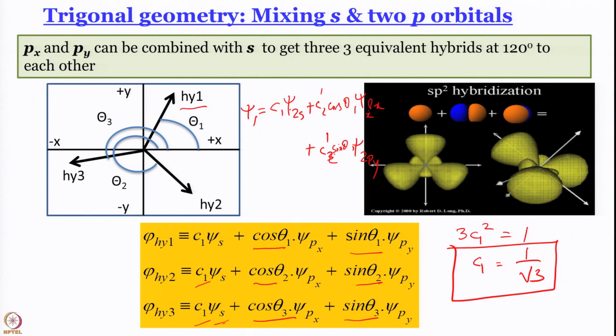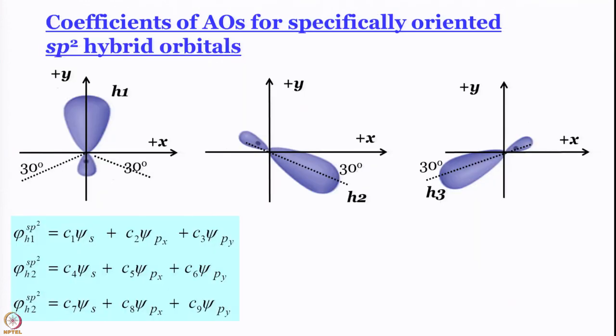But what we will do is see, we have simplified the problem here by holding it in the xy plane. So, since we are willing to do that, why not simplify it even further by holding one of the hybrid orbitals along one of the axes? That will make life even simpler, right. So, this is how we are going to work out the actual coefficients for this problem.